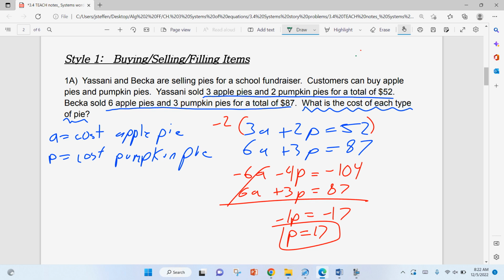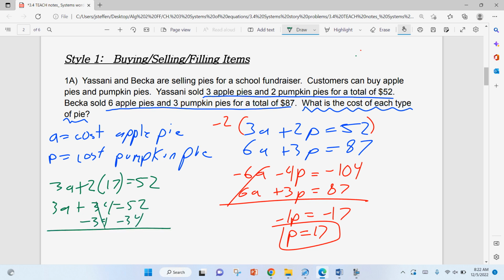So I'm going to plug it into my first one. I have 3a plus 2 times my pumpkin pie, which was 17, is equal to 52. 17 times 2 is 34. So you subtract 34. Again, this part is not any different than what we did before.